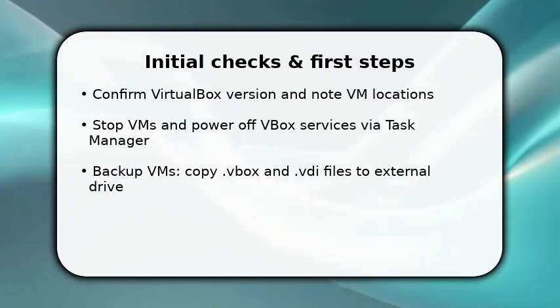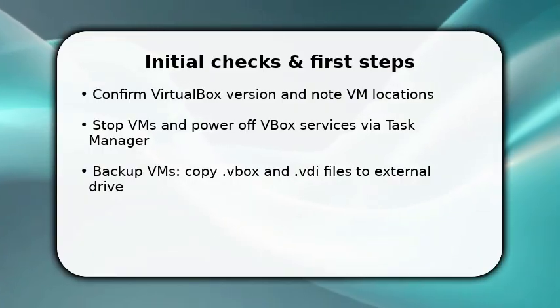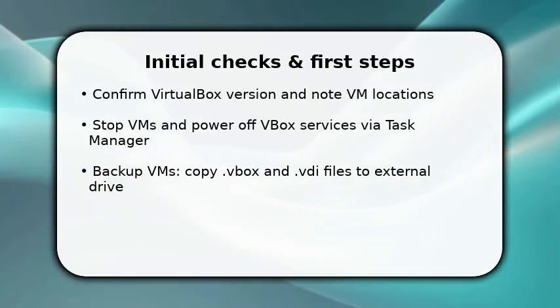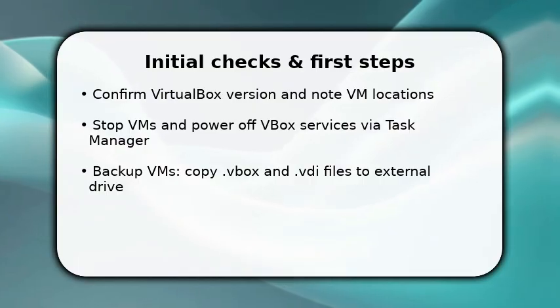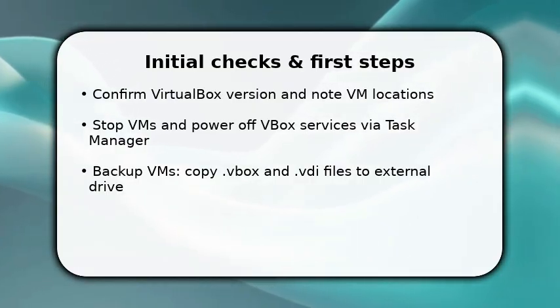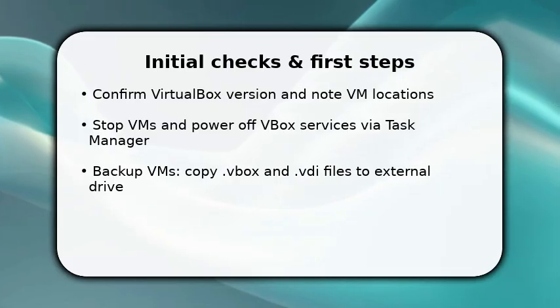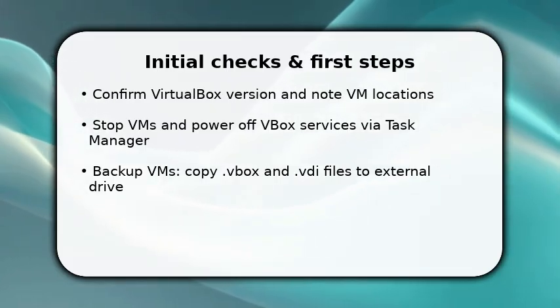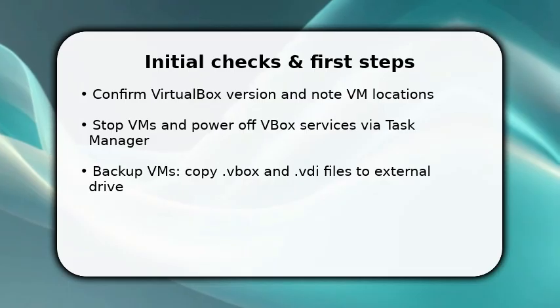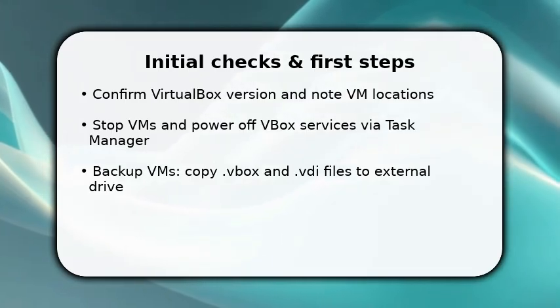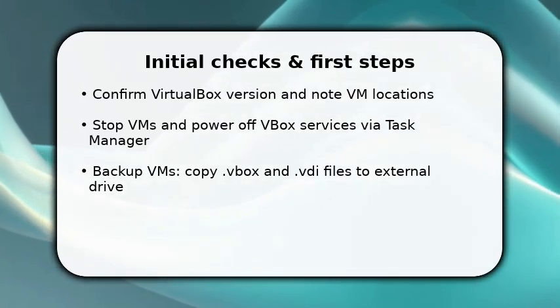You start by identifying the Virtualbox version and where your virtual machines live so you don't lose data. Once done, shut down every VM and stop background services in Task Manager to avoid file locks. Make sure to copy the VBox and VDI files to an external drive as a backup. This preserves disks and machine definitions.